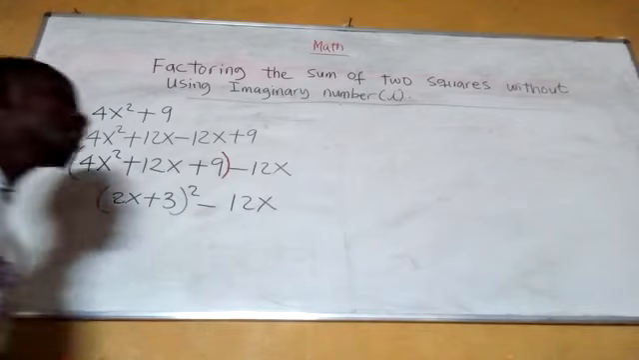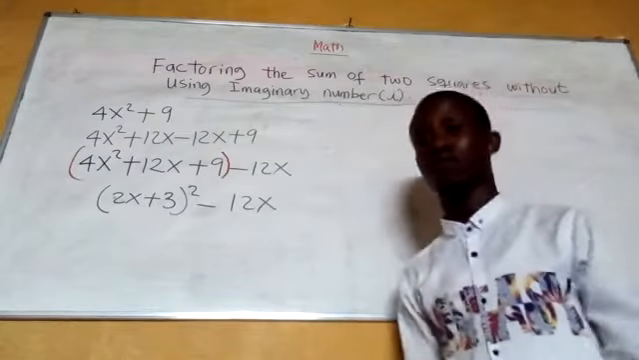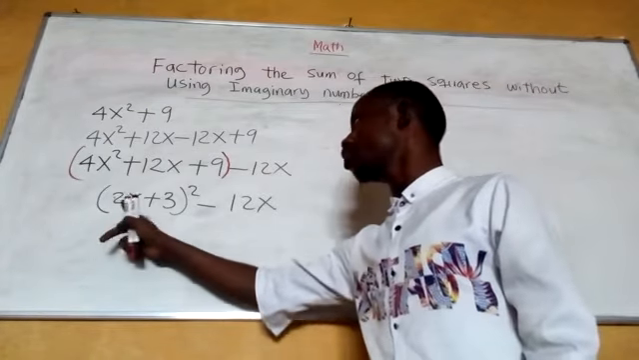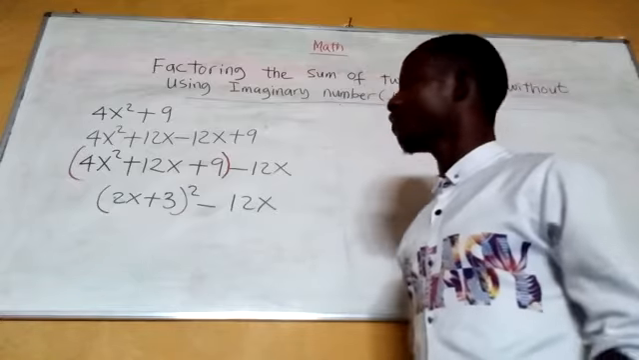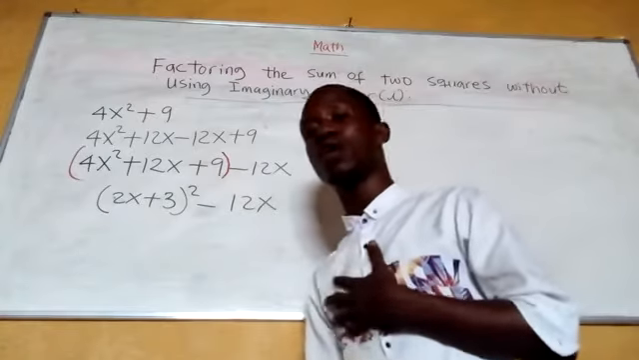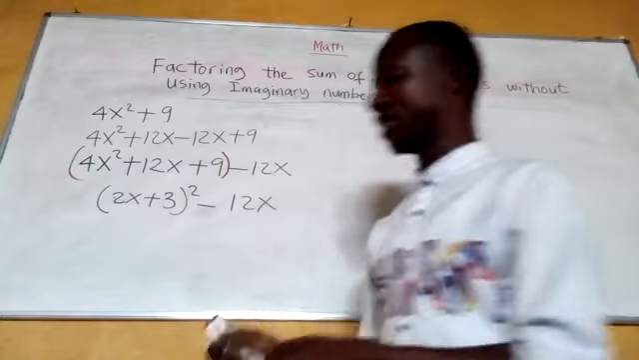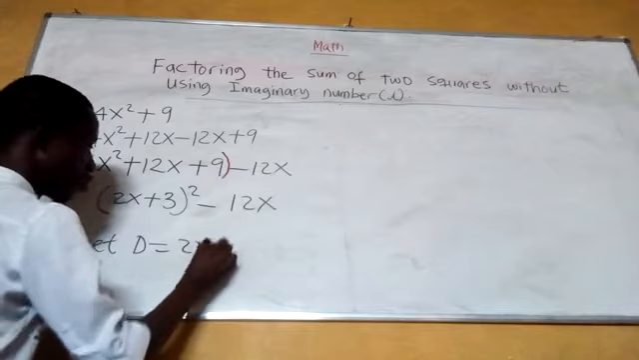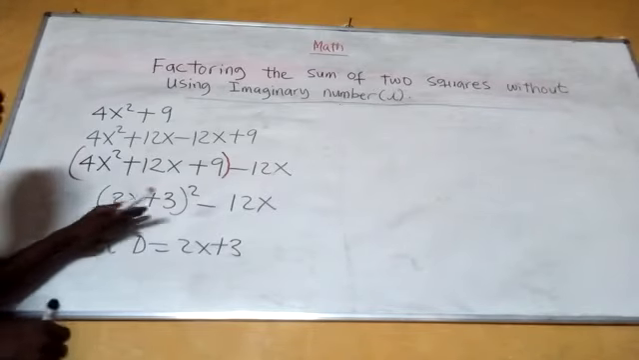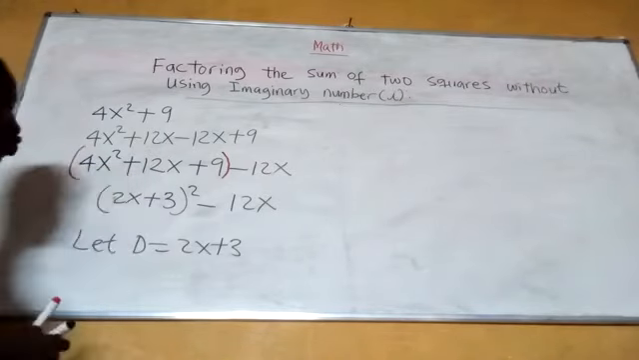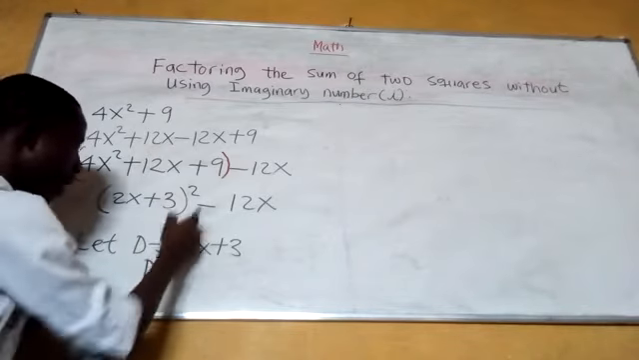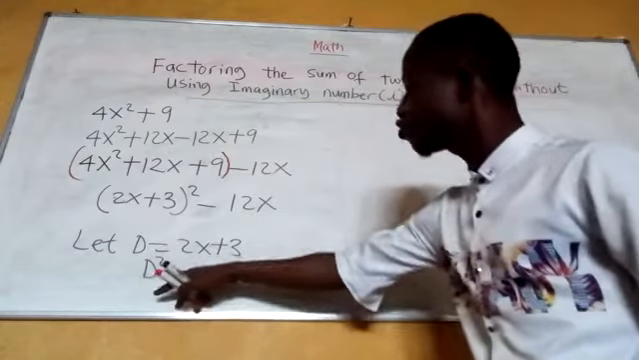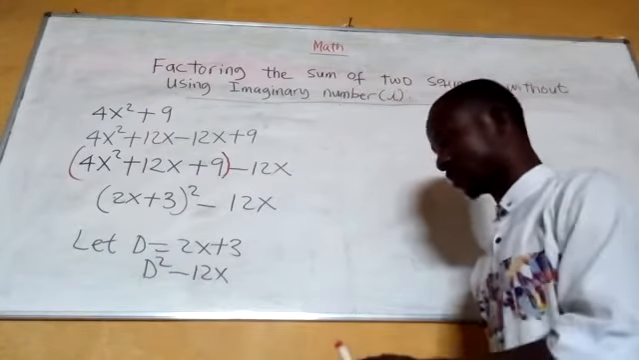Now, we have again made life extremely easier for ourselves. We can use any variable or letter to replace this expression 2x plus 3 to make life easier. Now, since my name is Dependable again, I will use D. I will say let D be equal to 2x plus 3. So where I see 2x plus 3, I'll replace it by D. So doing this, I have D squared minus 12x.